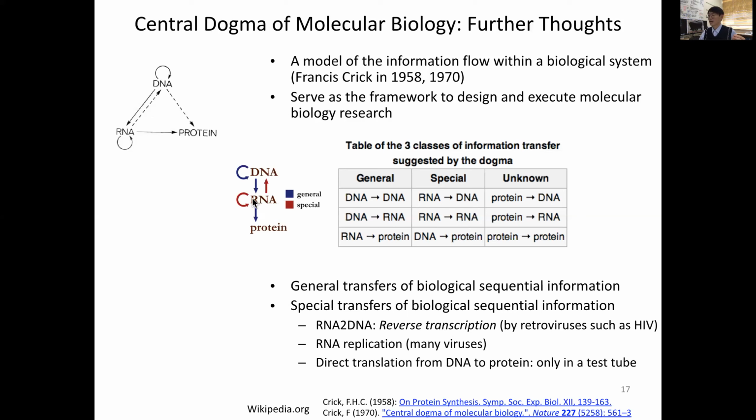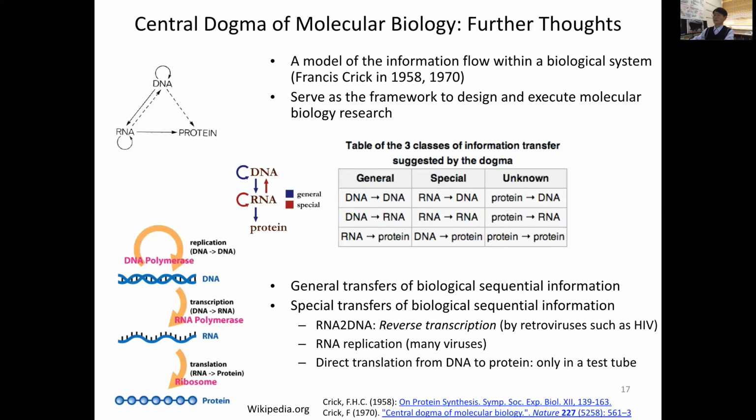And another one, RNA to RNA, is RNA replication, which is done by many RNA-based viruses. And how about DNA directly into protein? We haven't found it in nature, but direct translation has happened only in a test tube. While the opposite way, whether protein to DNA, protein to RNA, or protein creating another protein, is unknown. So let's review the process again.